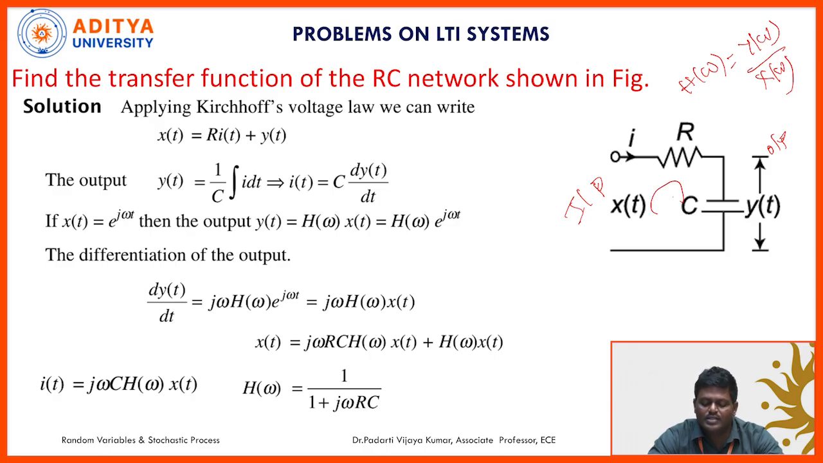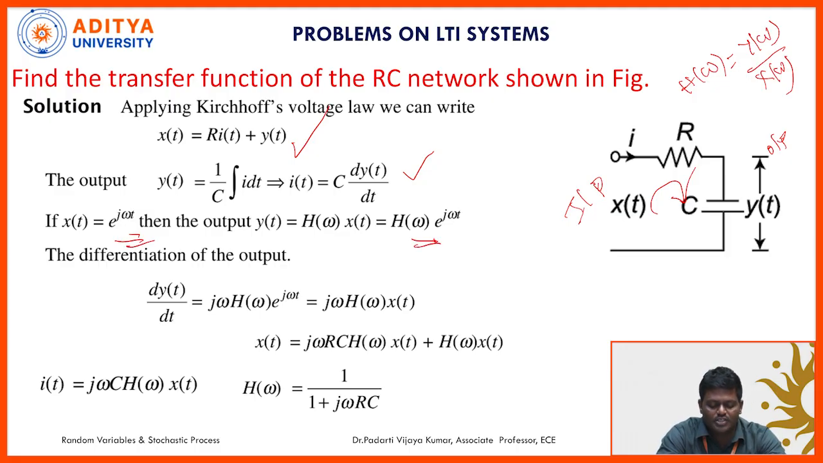So, if you apply this KVL, x of t is equal to R into I of t plus y of t, and y of t is mathematically nothing but the voltage across the capacitor, 1 by C integral I dt. So, I of t is equal to C into dv by dt. So, let us say if x of t is e power j omega t, y of t will become h of omega into x of t.